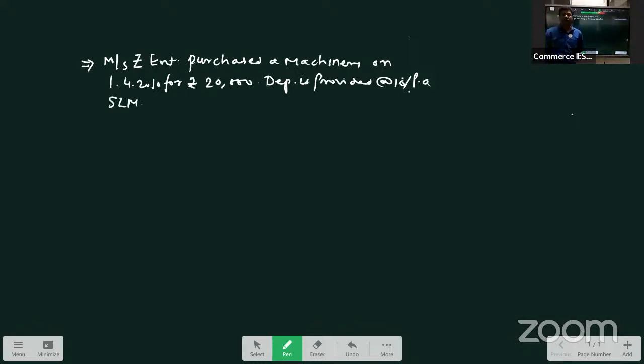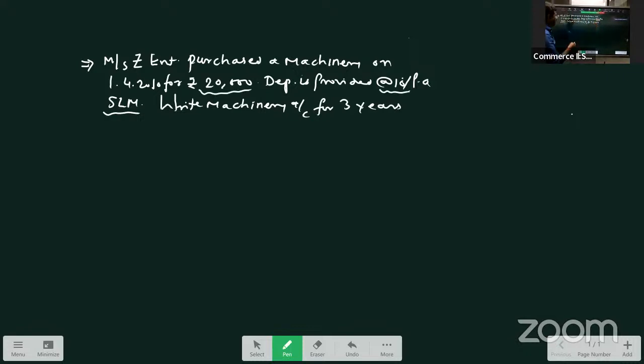Remember, I told you yesterday there are two methods of providing depreciation. One is straight line method, the second one is diminishing balance method. In this case we are applying straight line method. Suppose the question asks us to prepare the machinery account for 3 years. See here, what is the cost of the machinery? It is 20,000. What is the rate of depreciation? 10% per annum. And what is the method? Straight line. We are going to prepare the machinery account for the first 3 years.